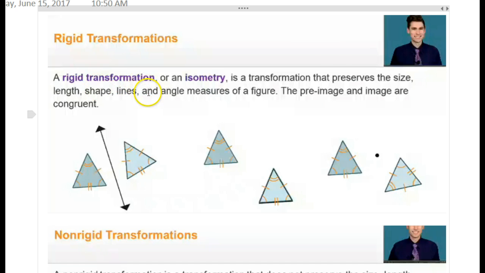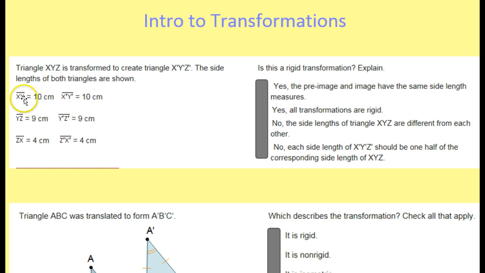A rigid transformation is a transformation that preserves the size, length, shape, lines, and angle measures of a figure. So if it's rigid, and another name for that is isometry, all the lengths and angles should be the same. Looking at the corresponding lengths, 10 and 10, 9 and 9, 4 and 4. The corresponding lengths are all the same, so this is going to be a rigid transformation since the lengths did not change. So which one of these answers was correct?